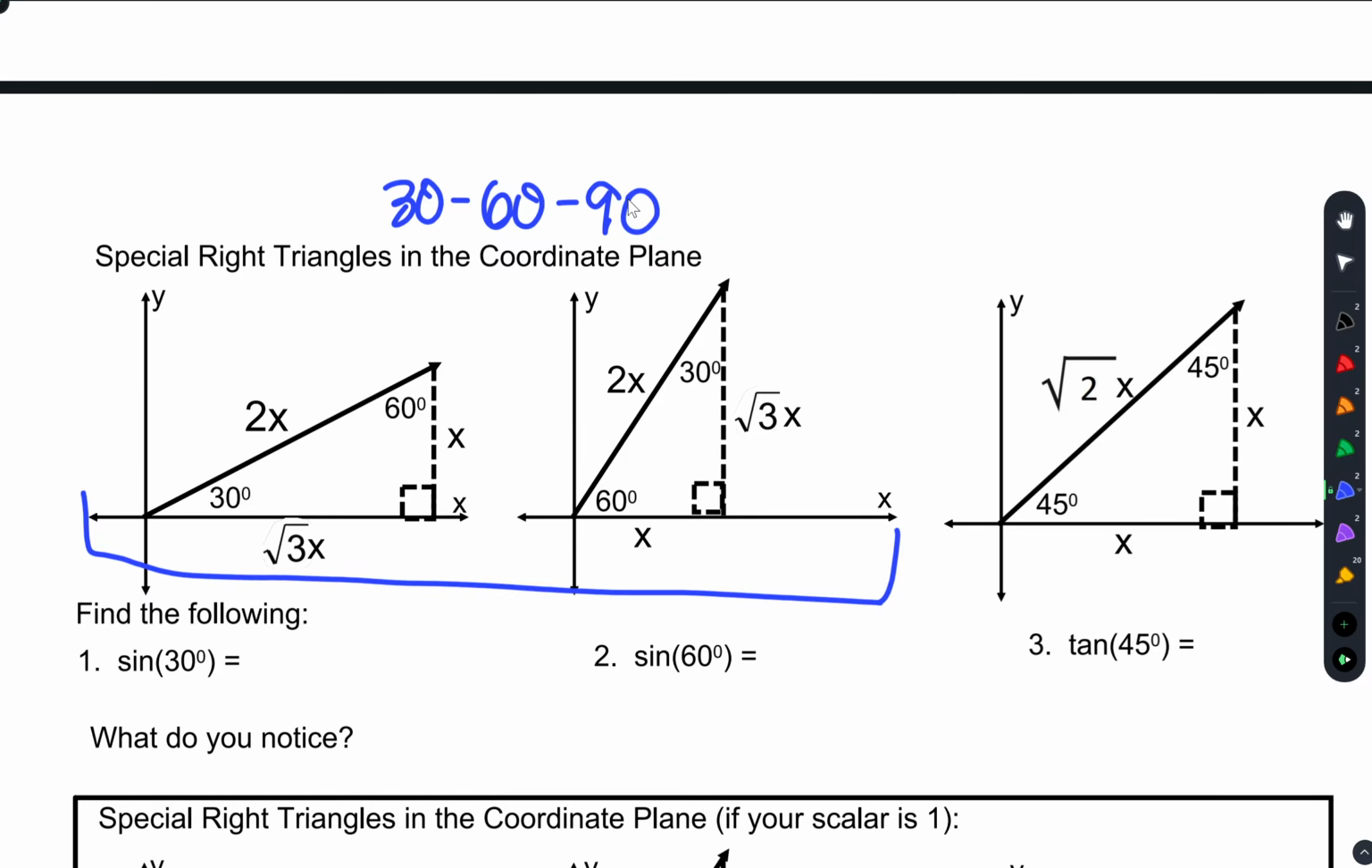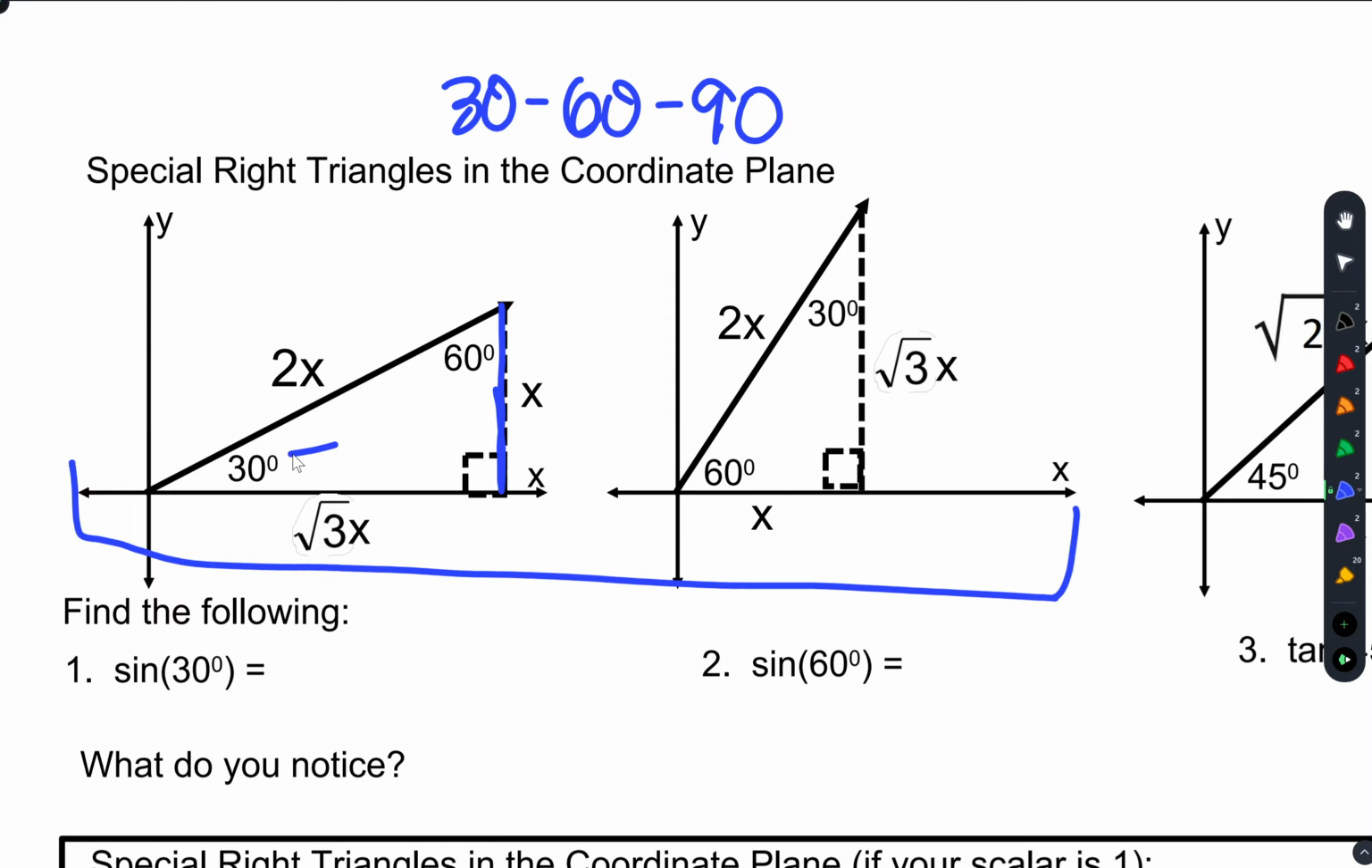Okay, as a little bit of a refresher, the first side in a 30, 60, 90 is X. It's across from the 30-degree angle. That's like my short side. The hypotenuse is going to be across from the 90-degree angle, and that is always 2 times X. And then the long leg is across from the 60-degree angle, and that is always radical 3 times X. Okay, so we remember those magic numbers.